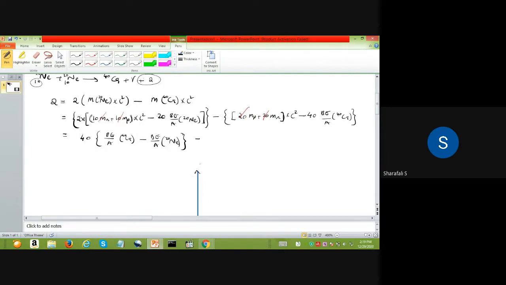So if you substitute those binding energy per nucleon of neon and of calcium, and that has to be multiplied with this 40, you do all those things, then you will get almost 23 mega electron volt. So that is the energy released in this particular nuclear fusion process.